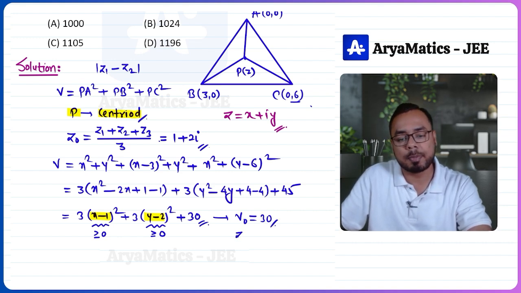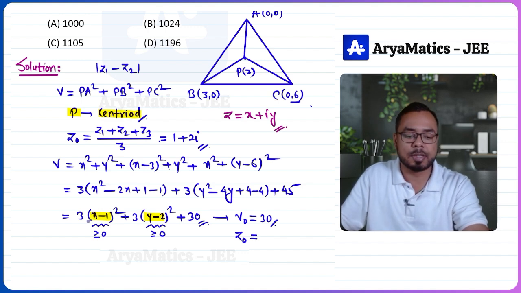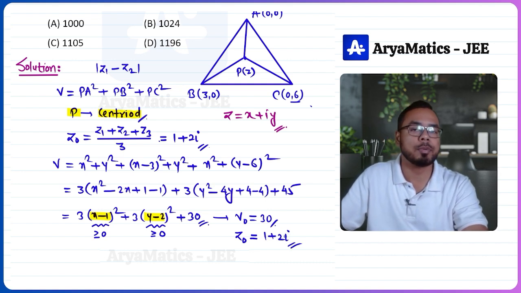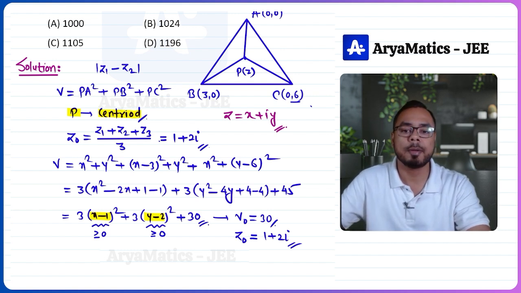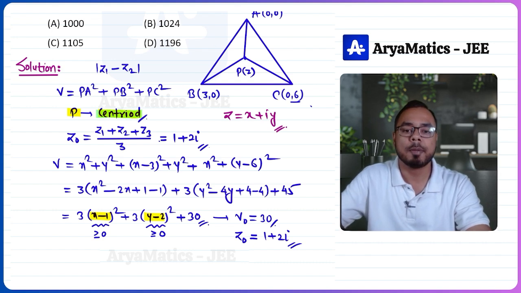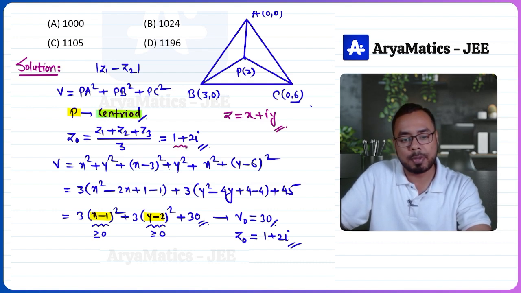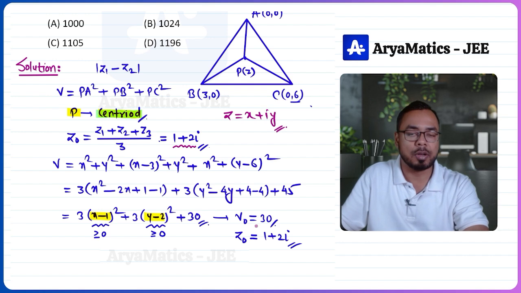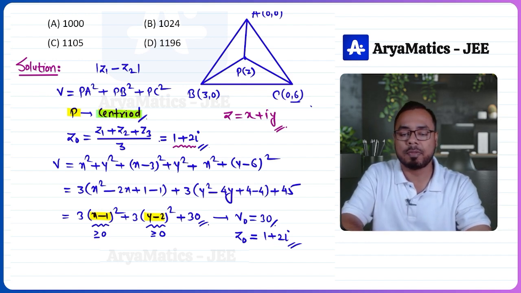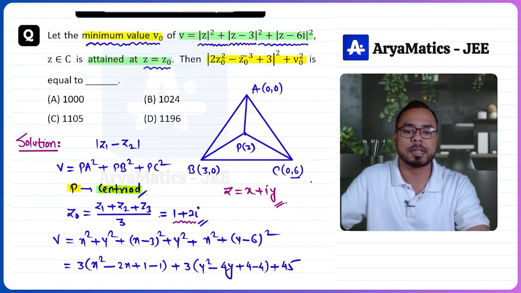And the point where this will become minimum: if I make x minus 1 equal to 0, then x will be 1 and y will be 2. So that means z naught is nothing but 1 plus 2 iota. So using this approach also you can get the value of z naught. But if you are familiar with the result that the point is the centroid of the triangle, then directly you can see that z naught will be 1 plus 2 iota. So now v naught is 30, z naught is 1 plus 2 iota, and we need to find the value of this expression.